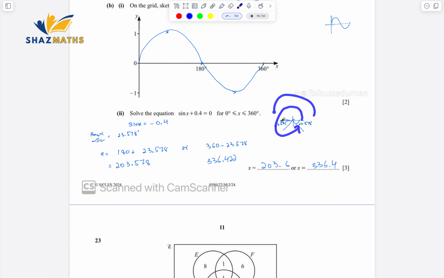So let's do it quickly. 180 plus the answer is 203.578 and this one is 360 minus, 336.422.